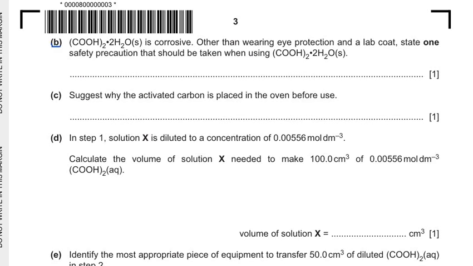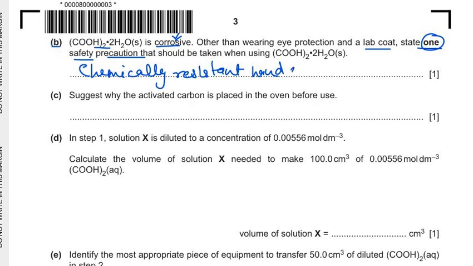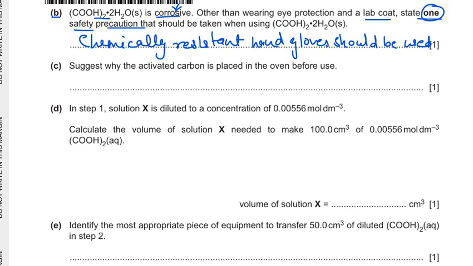Now sub question B is, the ethane dioic acid is corrosive. Other than wearing eye protection and a lab coat, state one more safety precaution that should be taken when using this. Now we know that it is corrosive, so using gloves is also necessary, but then it is necessary to specify that chemically resistant gloves have to be used. So chemically resistant gloves should be used. Specify chemically resistant gloves.